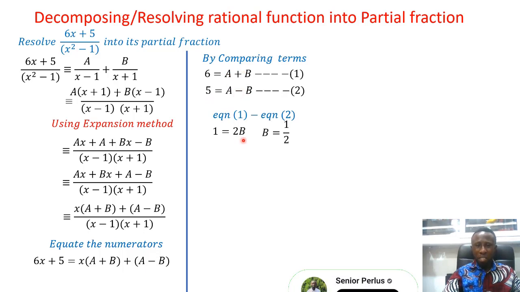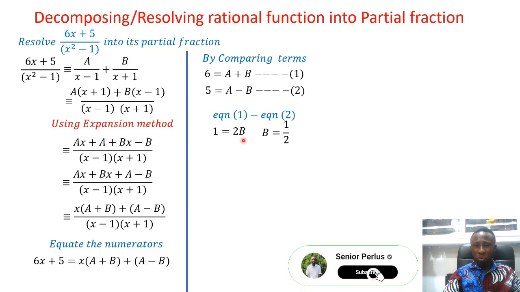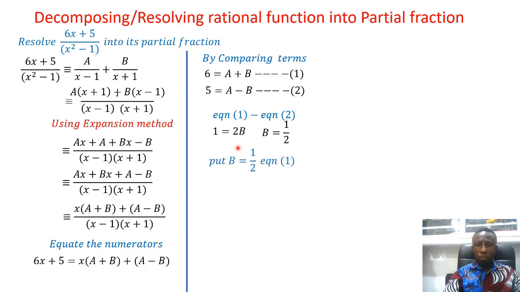Then let's find b. Our b is 1 out of 2. Then we can also say equation 2 minus equation 1, right? Then we can get the answer. Or you can put b into one of the equations. Anywhere you go, you are good to go.